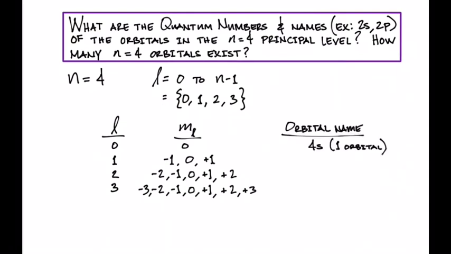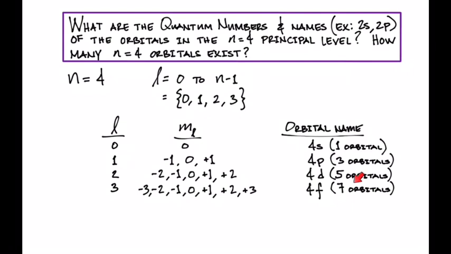And so for the first one, that means we have the 4s, and there's only one orbital there. The second one, for L equals 1, the sublevel is P, right? So you have a 4p, 4d, and a 4f. So the names of the orbitals are 4s, 4p, 4d, and 4f. So there's a total of 7 orbitals in the 4f sublevel. You have 5 orbitals in the 4d, 3 orbitals in the 4p, and 1 orbital in the 4s.